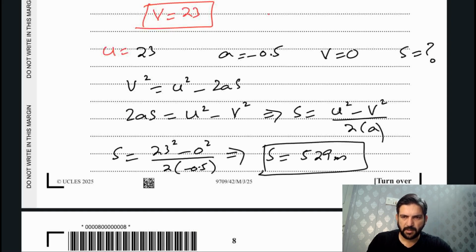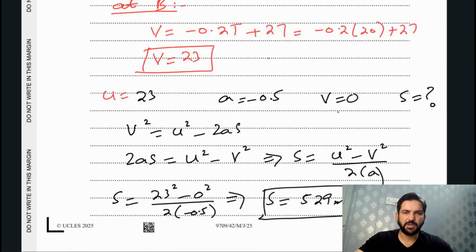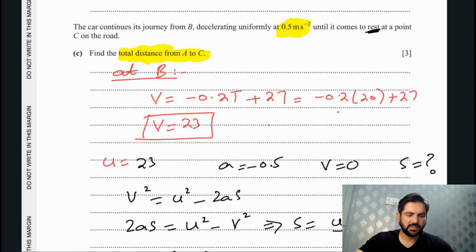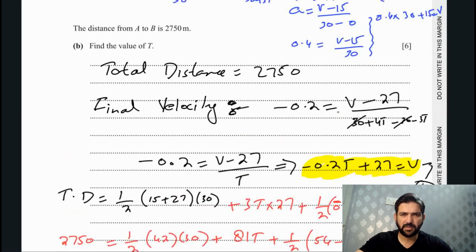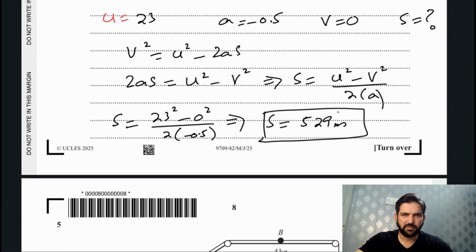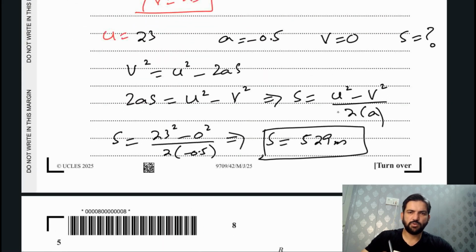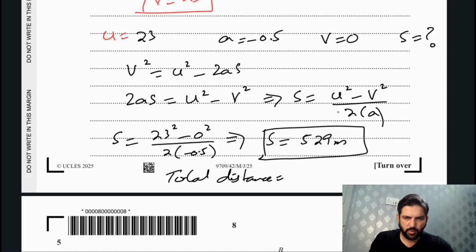This will not be the final answer. This is the distance from B to C. Now we know the distance from A to B was given in the question as 2750. So the total distance will be 2750 plus 529.